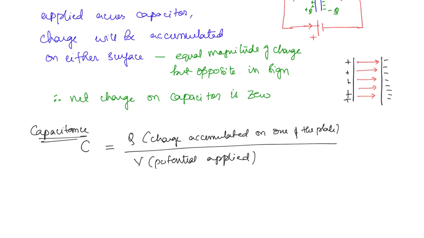So capacitance is the ratio of Q by V, but it actually depends on the capacitor itself, the geometrical configuration of the capacitor. It will not depend on the charge and potential. So it is a constant, a characteristic of the capacitor. It will not depend on the operating conditions.